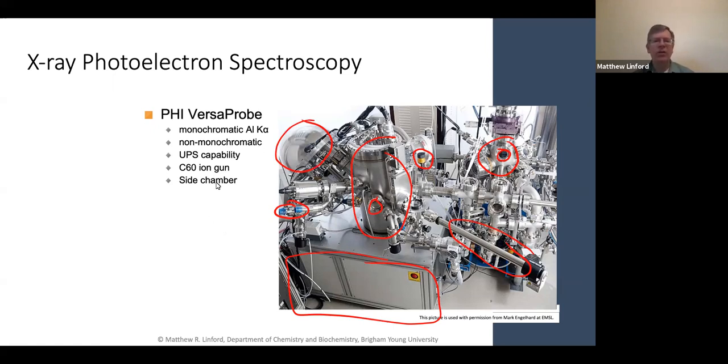This particular system has UPS, ultraviolet photoelectron spectroscopy capability. Again, that's a sister technique, not as important as XPS, but a good niche technique. It has an ion gun for ablating the surface. It has a side chamber for doing other things. Again, it's not at all uncommon to couple an XPS with other systems, et cetera.